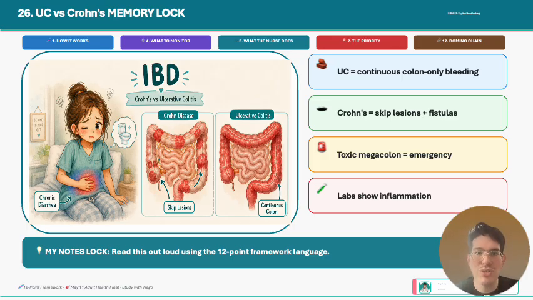So if the question says continuous rectal involvement, bloody diarrhea, and colectomy, I think UC. If it says skip lesions and terminal ileum, fistulas, strictures, or mouth ulcers, I think Crohn's. Yeah, nice. This is the differential point of the framework, right? What confirms it and what rules it out. All right?